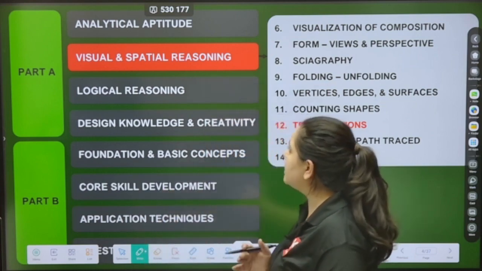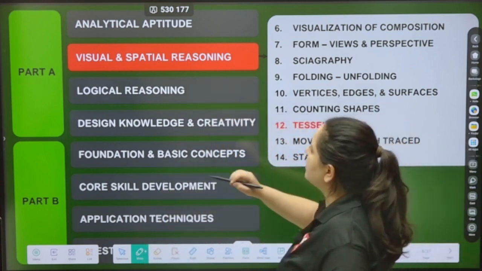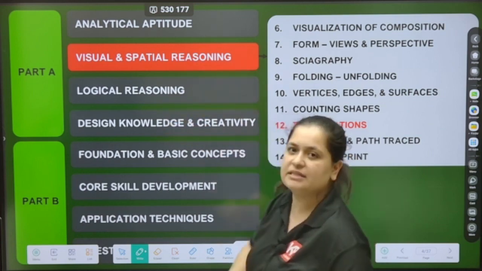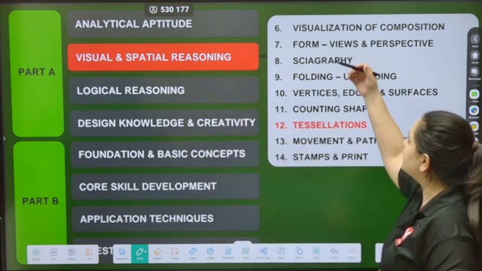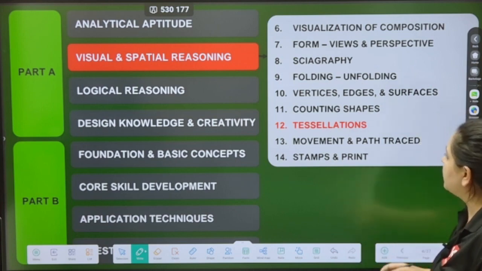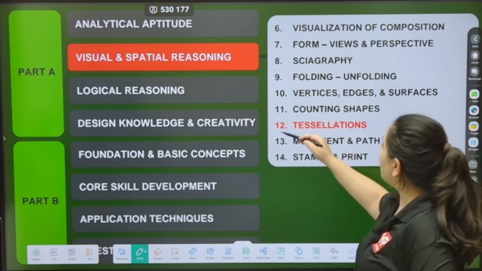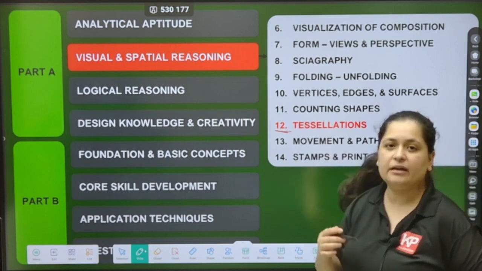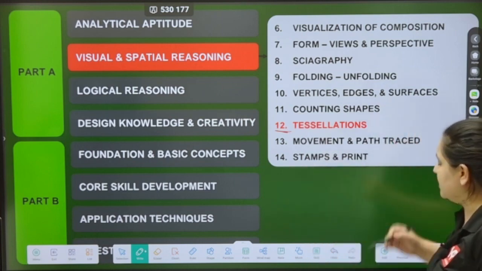So for today's lecture, we will be focusing on visual and spatial reasoning, which starts from day 6 and continues till day 14. In today's lecture, we will be focusing more on day 12's topic, that is tessellation.